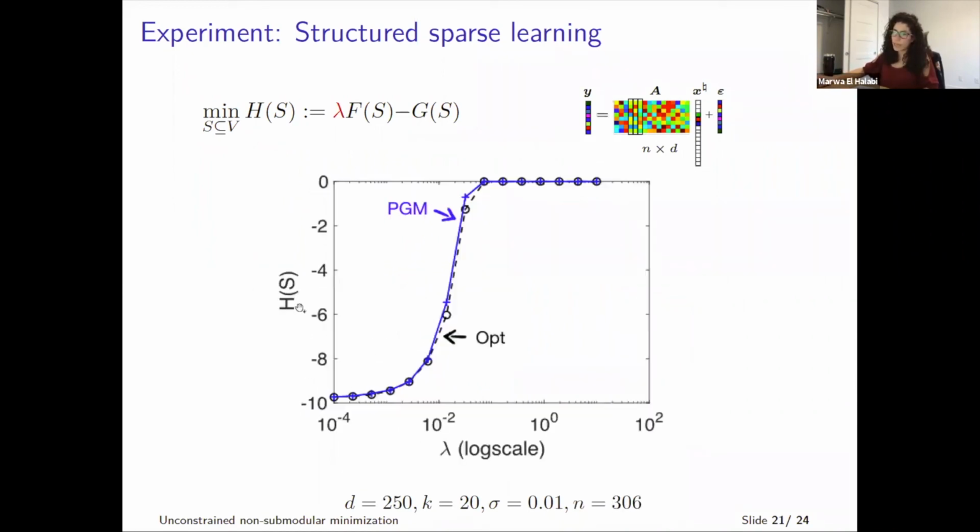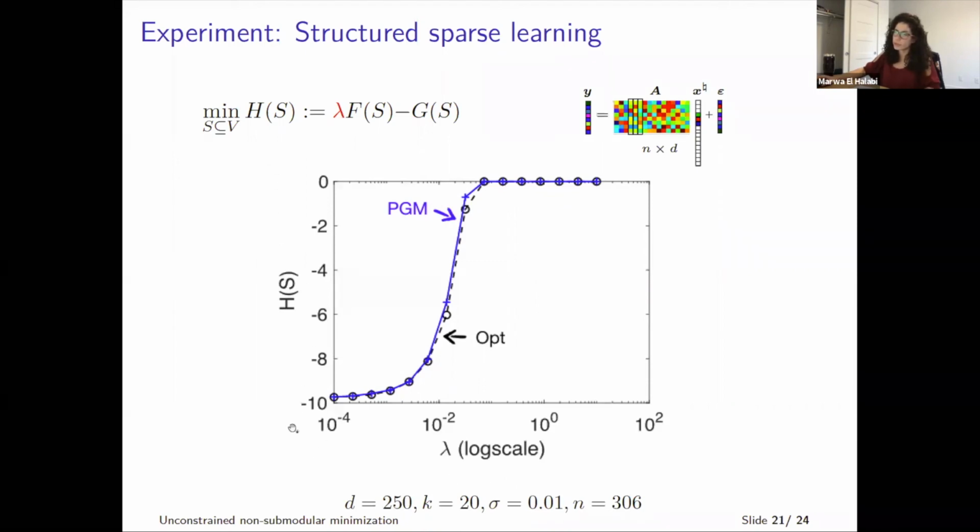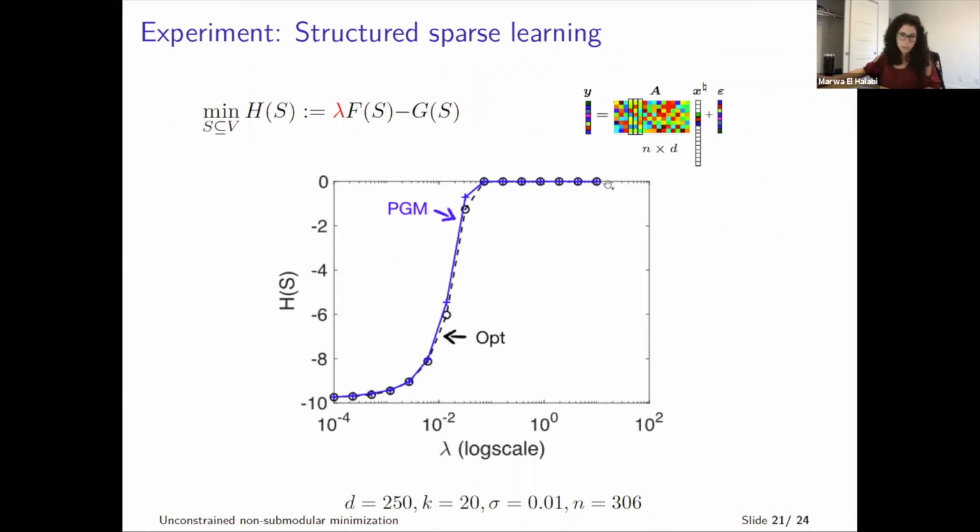So just to show also in terms of actual objective value, I'm fixing the number of measurements here, which is n equal to 306. So this is in the regime where we're already close to being submodular. On the x-axis here, I'm varying the regularization parameter lambda of the problem, and the y-axis here is the objective value. So as you can see, for all choices of lambda, we're pretty much getting exactly the optimal solution. Okay.